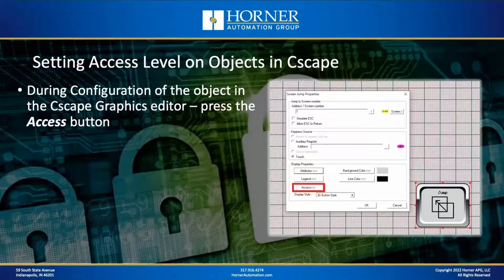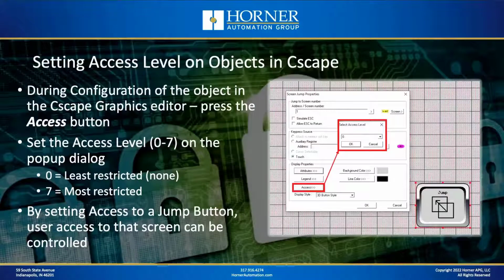So how do you do that? After you've placed that object on the screen, you double click on it to pull up the configuration dialog, and you'll find, since that object has an action, that you'll see an access button. You then press the access button, and up pops a pop-up box that allows you to set the access level between 0 and 7. 0 basically is the least restricted, or no restrictions at all. Every operator will have the ability to operate that particular object. Or you could assign up to a level of 7, which is the most restricted, and of course you can go anywhere in between as well.